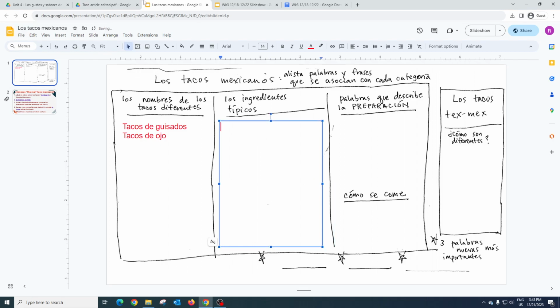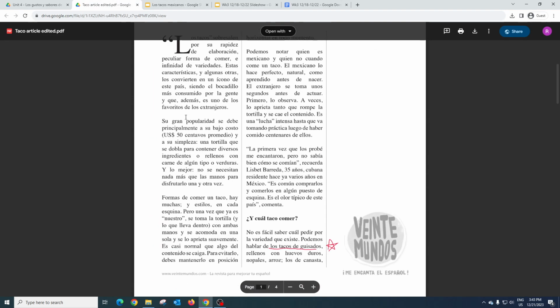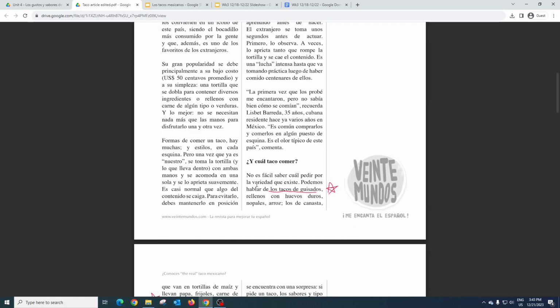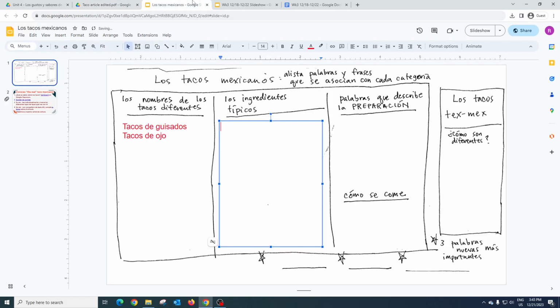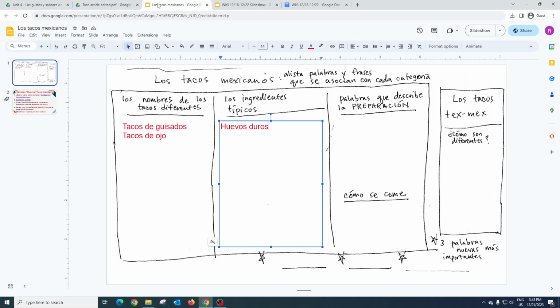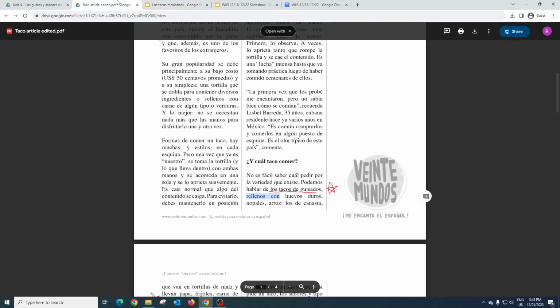Then los ingredientes típicos, we would actually have to read. This is really good practice for the test tomorrow. So, no es fácil saber cuál pedir. Podemos hablar de los tacos de guisados rellenos con, definitely check that Quizlet vocab, huevos duros. So we put huevos. You should really look up words you don't know. Like huevos duros should be hard boiled, I would assume, because it's like hard eggs. Nopales, look up what nopales are. It's a cactus. So you're literally just going to list a bunch of stuff.